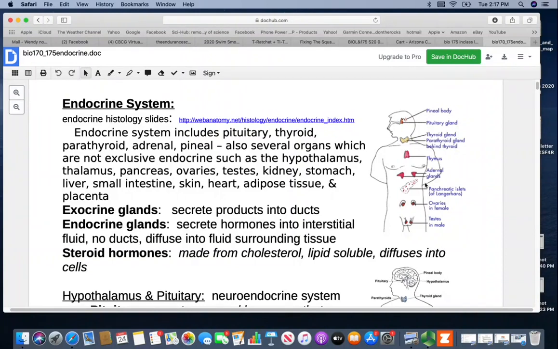So this picture here shows the various different endocrine glands that you get. Just keep in mind, you either get ovaries or testes, but they put them both onto one person for simplicity's sake.